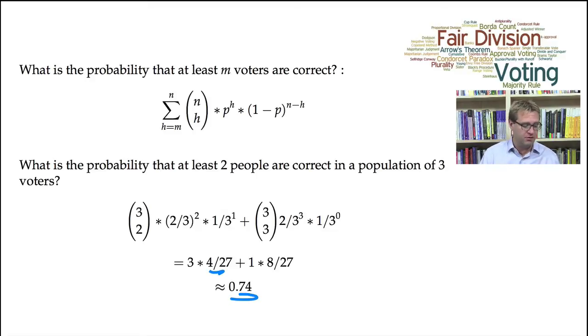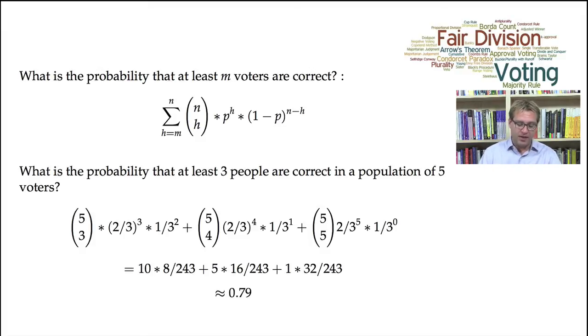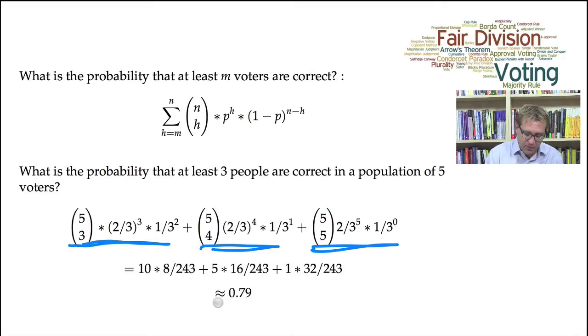If we increase the number of people, what is the probability that at least 3 people are correct in a population of 5? Well, it's going to be the probability that exactly 3 people are correct, plus the probability that exactly 4 people are correct, plus the probability that everybody is correct. If we plug in the numbers, we'll see that the probability is actually increasing as we move from n equals 3 voters to n equals 5 voters. I'm keeping the size of the voters odd just for simplicity. What the Condorcet jury theorem tells us is that this probability is always going to increase.